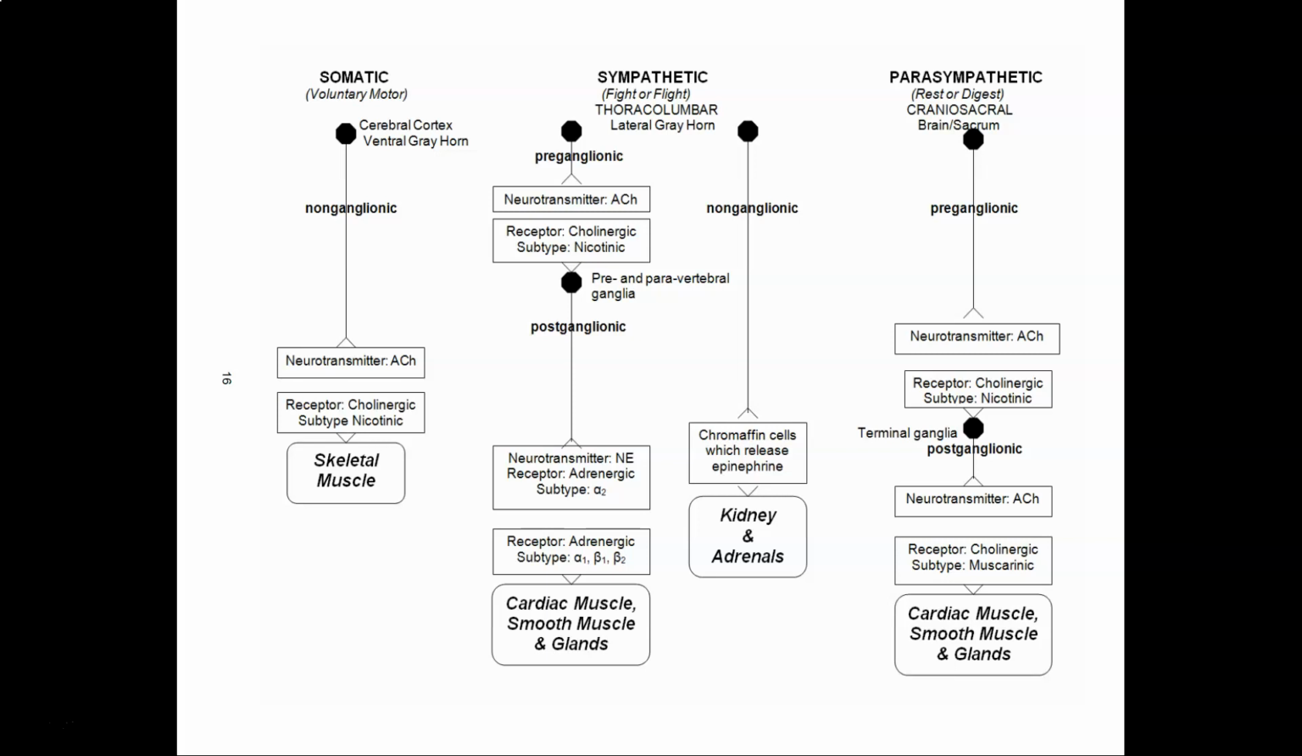Now, the beta ones, so that's the second one, the beta one. The beta ones are found also in the heart primarily. There's also some in the kidneys. But in the heart, what the beta 1s do is speed up heart rate. It makes heart contraction stronger, and it increases the conduction velocity through the heart. So those are beta 1 receptors.